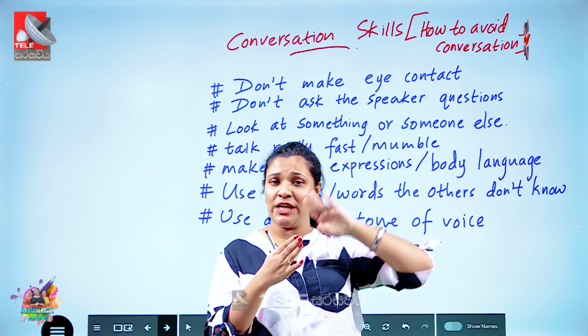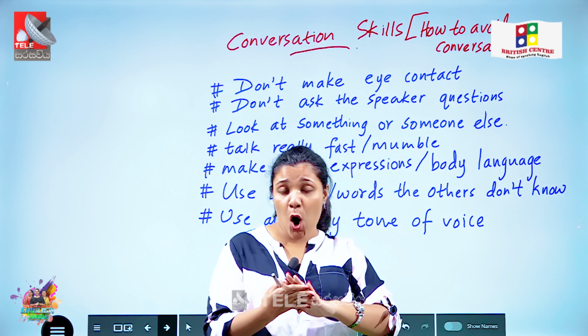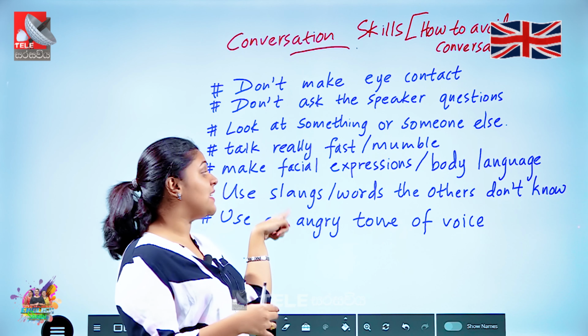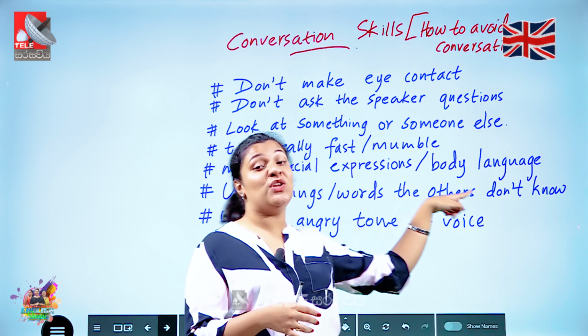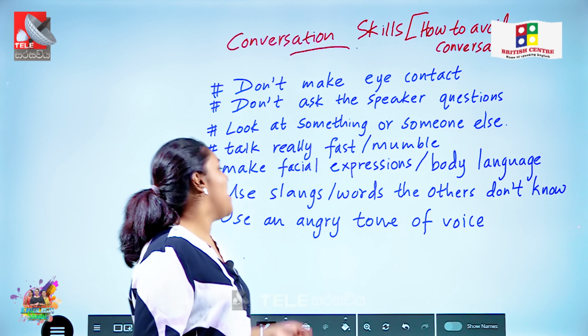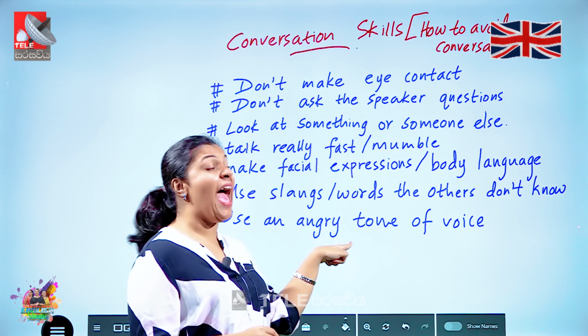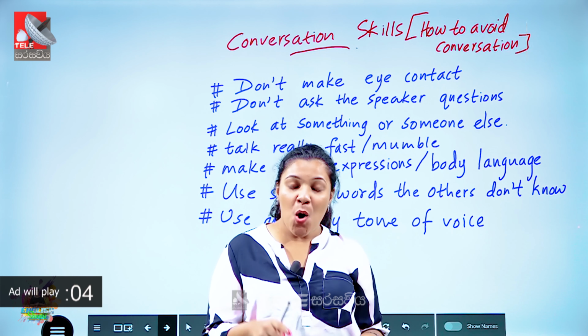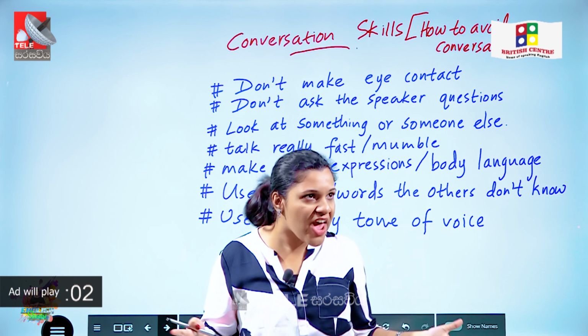And the next one is use slang words the others do not know. If you want to ignore a conversation, that is also one of the best ways. Use slang or words that the others do not know. And the next one is use an angry tone of voice. If somebody asks, "Hey, what are you doing?" "Nothing."